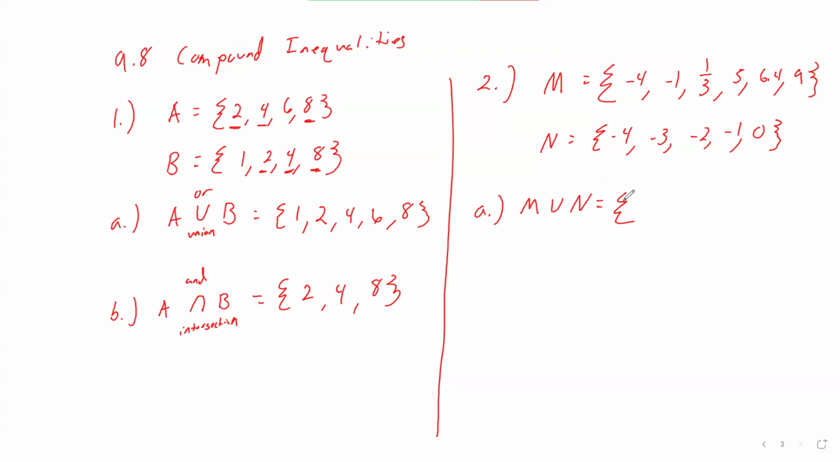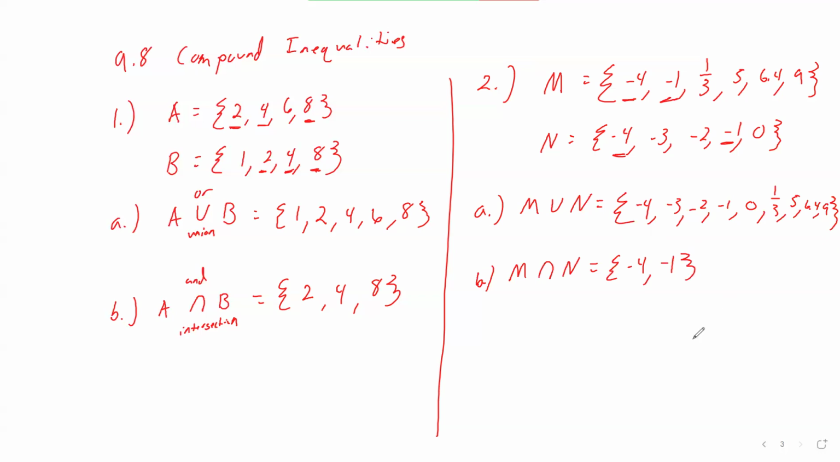So I'm going to list them all from least to greatest. So I have -4, -3, -2, -1. Again, it's already there. 0, 1/3, 5, 6.4, and 9. So all of the numbers. In B, when I do the intersection, they share -4, and it looks like -1. So that would be its complete set.